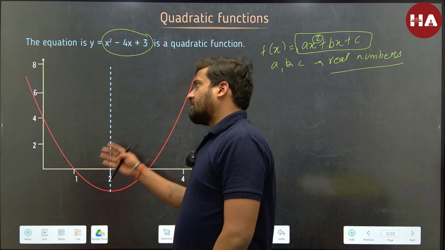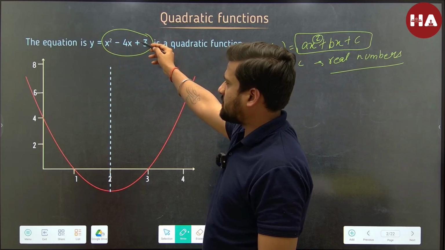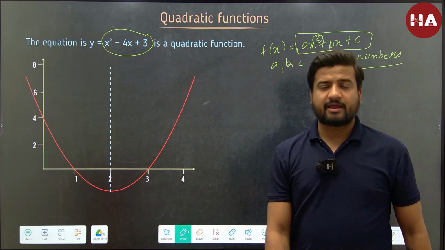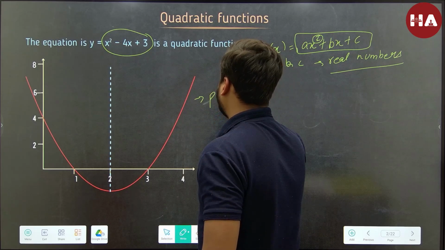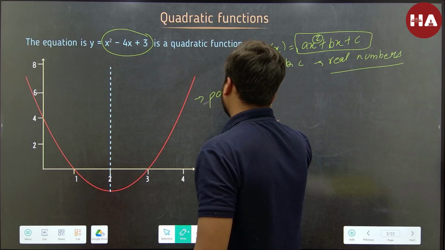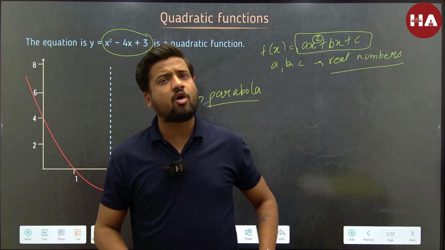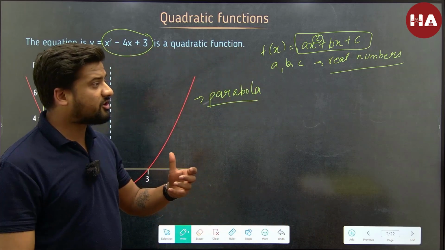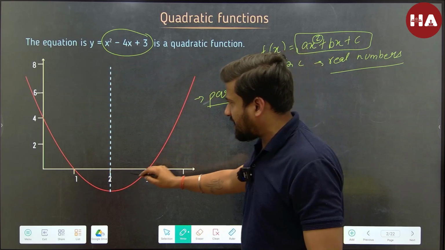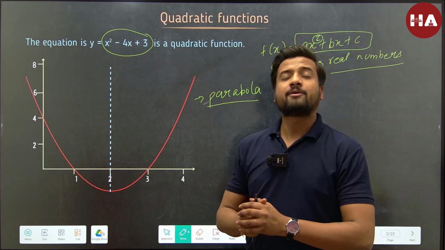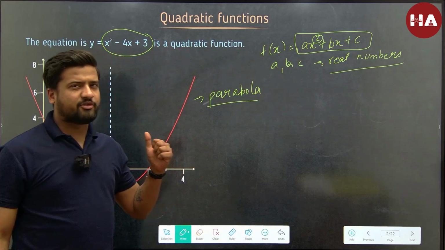All right, now coming to the graph. If you plot the graph of this equation, it will look something like this. Now, what is it called? It is called a parabola. The graph of a quadratic function always looks like a U shape. You can see it is kind of a U-shaped graph, and that's why it is known as a parabola. So please note it down and then we'll be moving on.